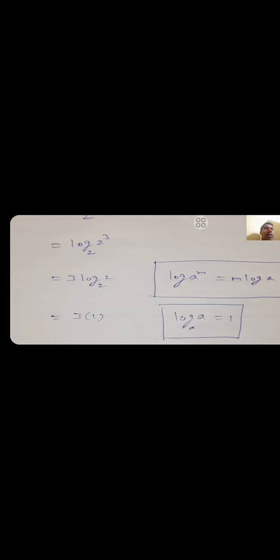Again here we have one formula or rule. See, here in the box it is kept: log a to the base a equals 1. So in place of a we have 2. So log 2 to the base 2 is equal to 1. So 3 into 1, where 1 is written in the bracket. 3 ones are 3. So the value of the given function or question is 3.